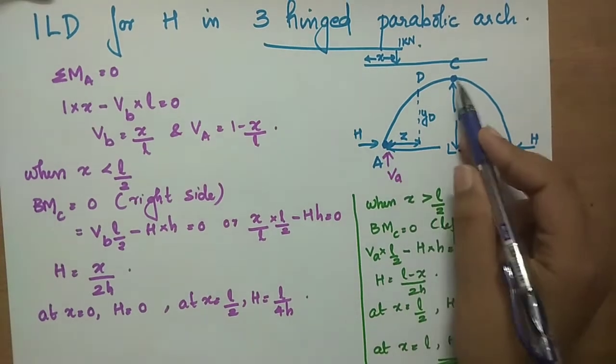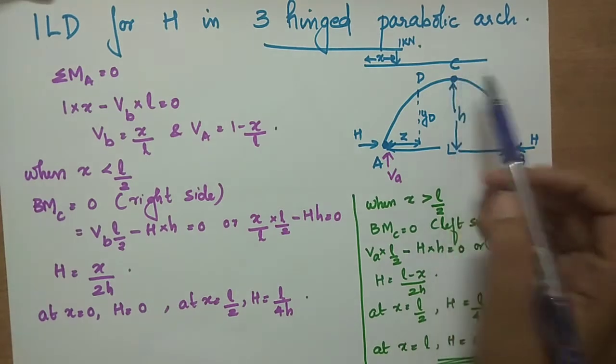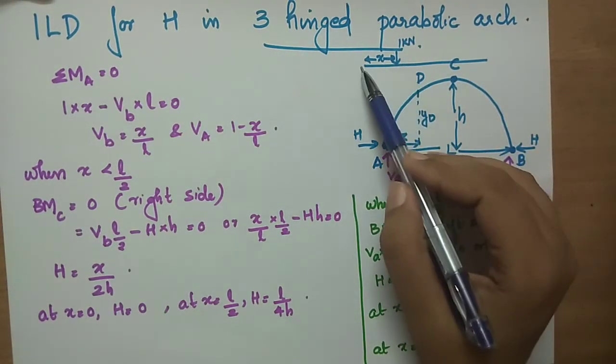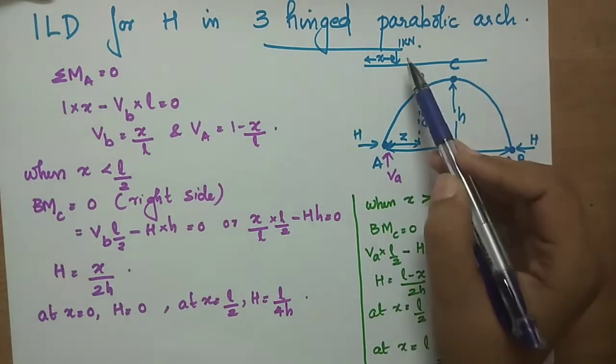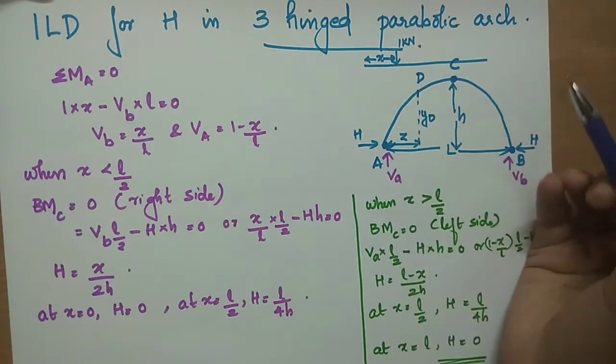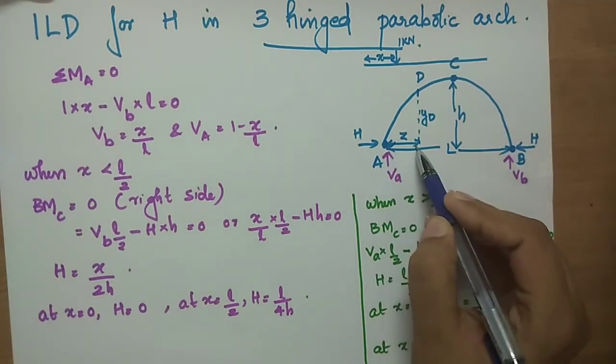So this is a 3-hinged parabolic arch hinged at A, B and C. There is a moving load 1 kilonewton which moves from left to the right. Now this 1 kilonewton is at a distance x meter from the left end, and we are considering the section at a distance z meter from the left end.